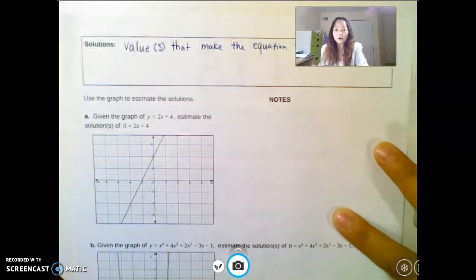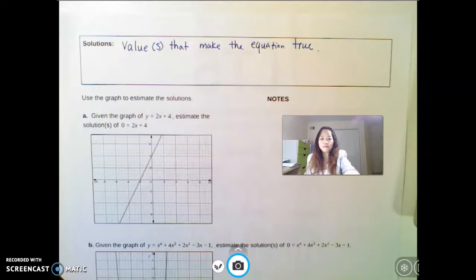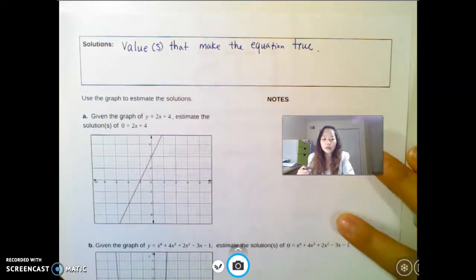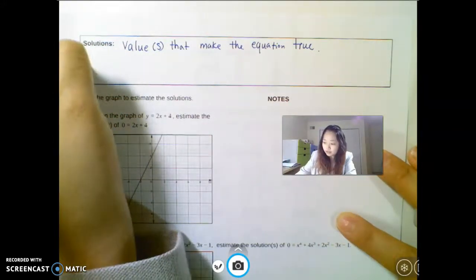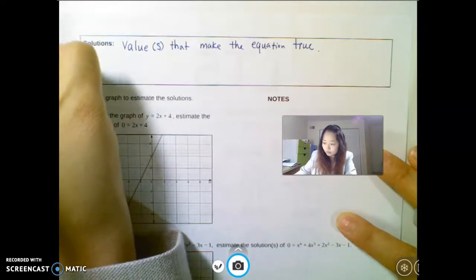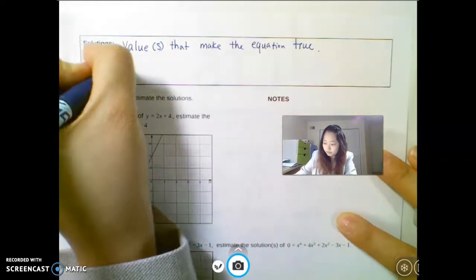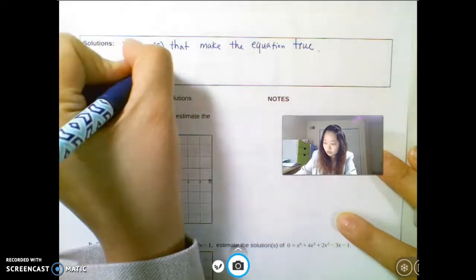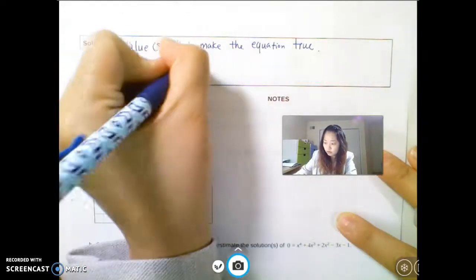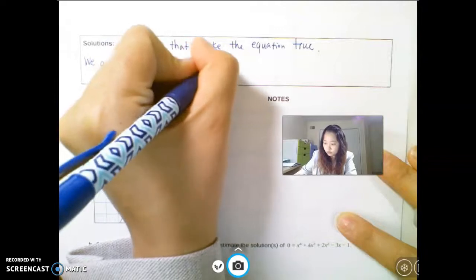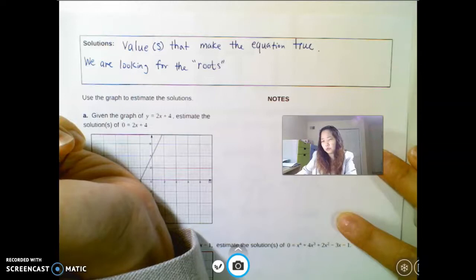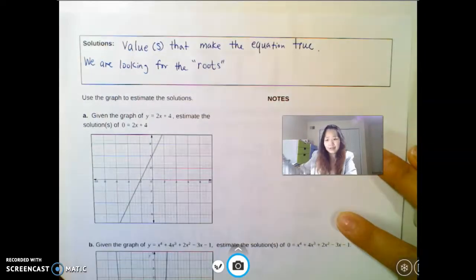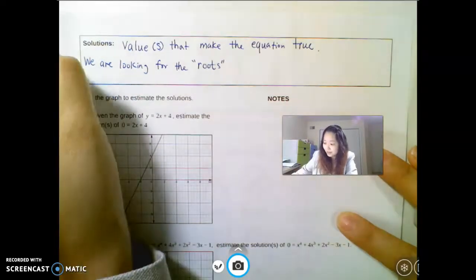But in polynomial, I gotta move my face. So in polynomial, this is what we're solving. In polynomial, solving means we are looking for the roots. In polynomial, we're looking for the roots. So what is a root? See, it's like a question that keeps on coming. So what is a root?